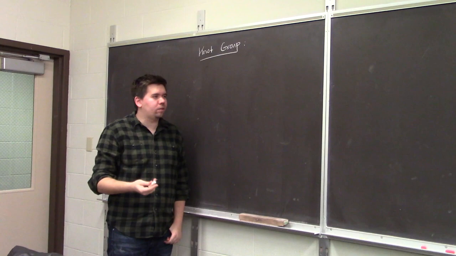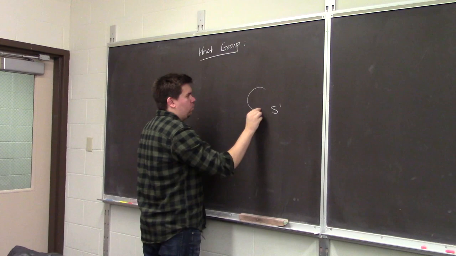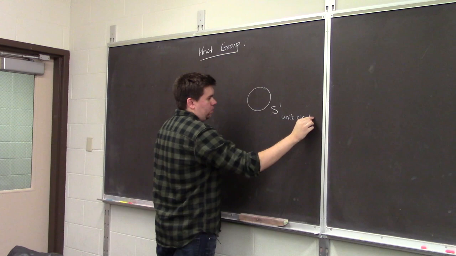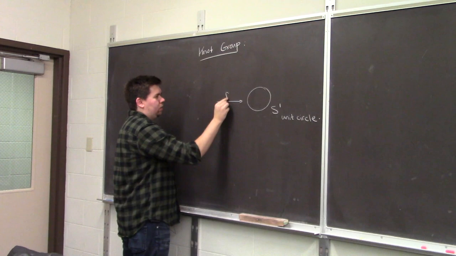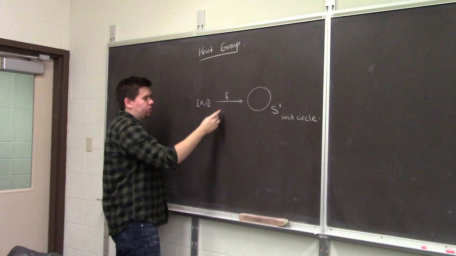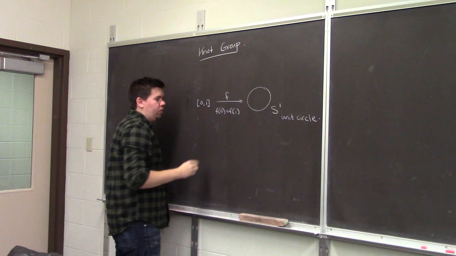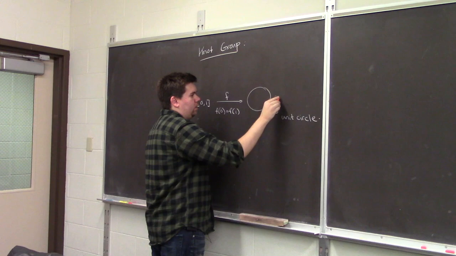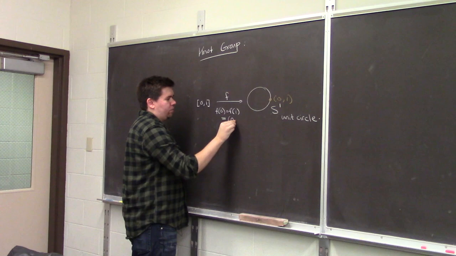When we had a space like S1, which we can think of as the unit circle, then we said any path into S1, any path that maps some [0, 1] into S1, we make it a loop, so we'll say that f of 0 and f of 1 both go to the same point. Say this point right here, maybe that's the point (0, 1). So f(1) and f(0) both go to (0, 1).